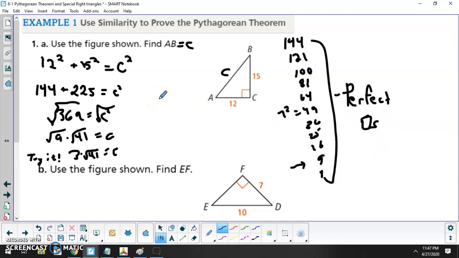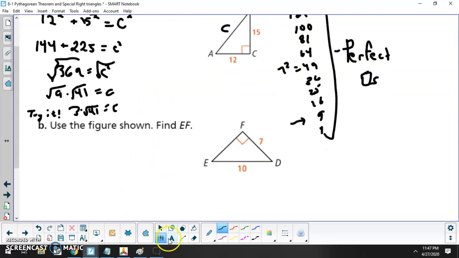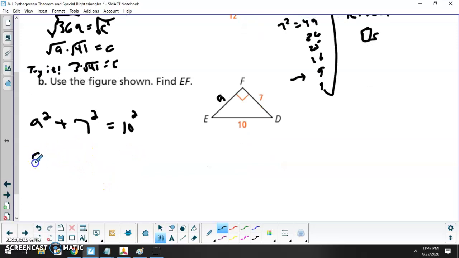All right. So I want you guys to try to figure out this one here. All right. And you can pause the video and figure it out. All right. So in this one, we're finding EF. Now, is EF the hypotenuse? Nope, it is just the side. So if it's just the side, I most of the time just label it A, okay? So we're trying to find out EF. So it would be A squared plus 7 squared equals 10 squared. Okay. This one's a little bit different because you aren't finding the hypotenuse.